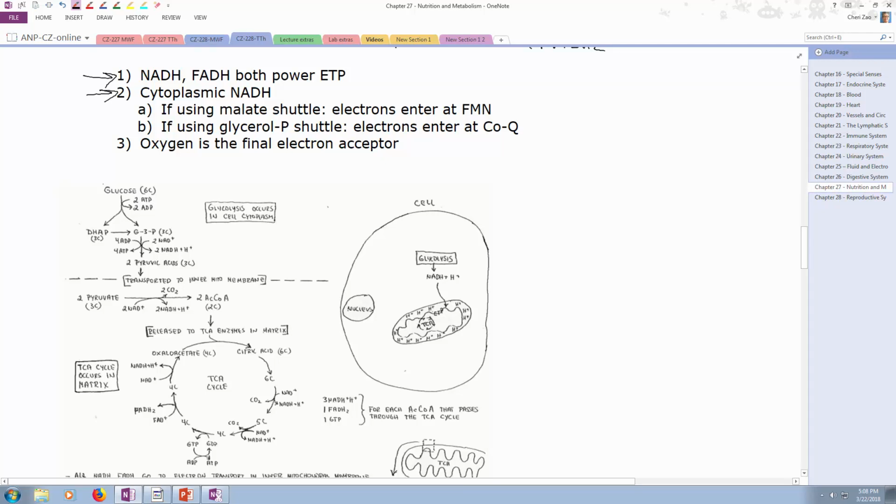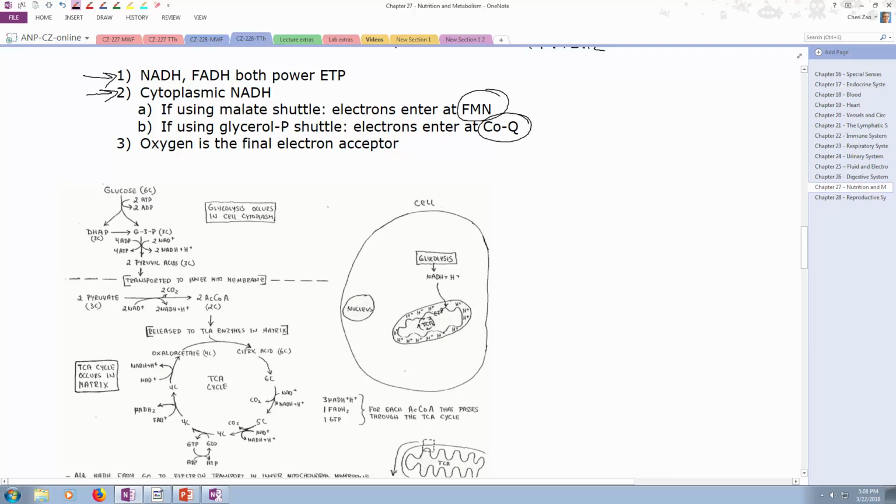And our cytoplasmic NADH will come into this process. If the malate shuttle is used, the electrons and protons are dropped off at the proton pump called FMN. If we're using the glycerol phosphate shuttle, or the glycerol P shuttle, the electrons and protons will be dropped off at CoQ10.